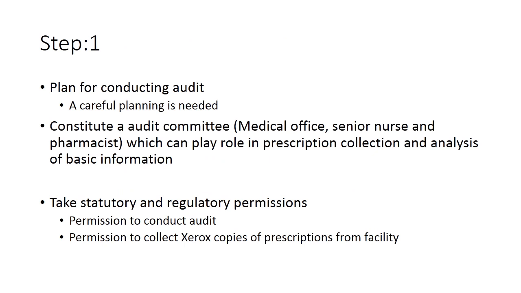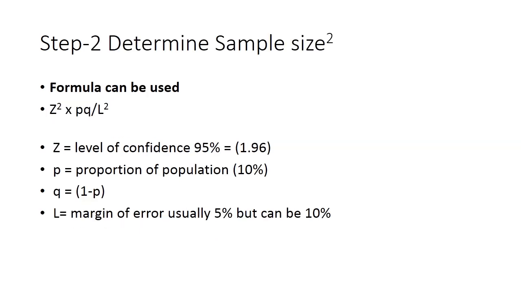Now, step 1 for audit is to plan for conducting the audit. Second, constitute an audit committee or sit together and plan the activity entirely: how the prescriptions will be collected, how they will be analyzed. Then take the necessary permissions: permission to conduct the audit, permission to collect the Xerox copies of the prescriptions from a given facility, and if required, ethics permission.